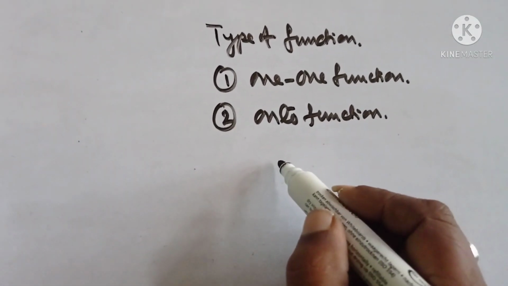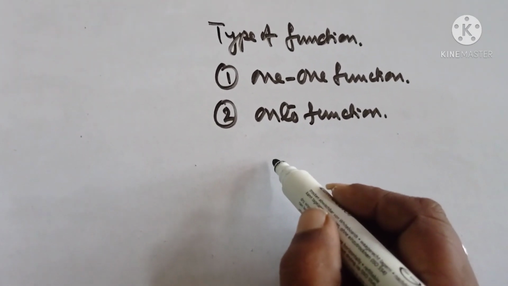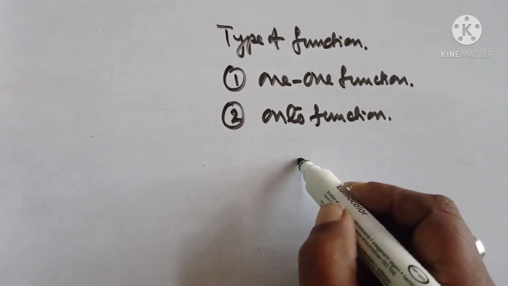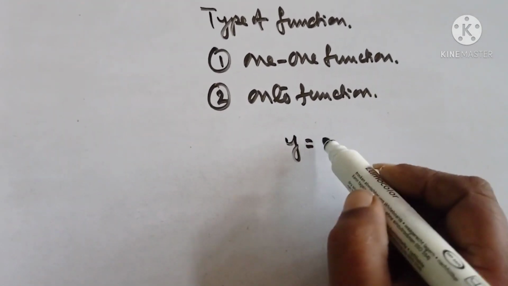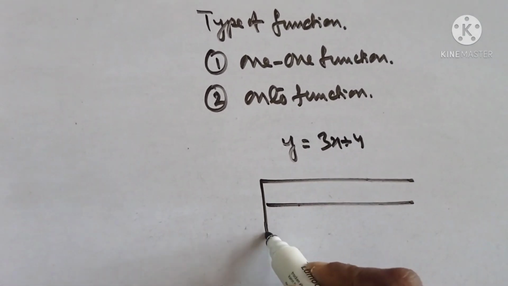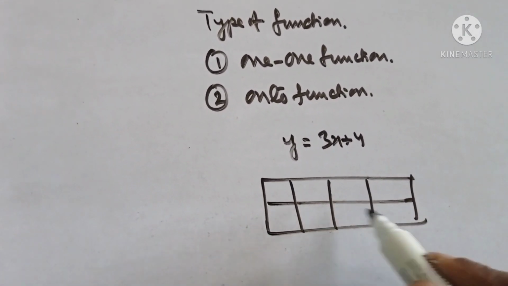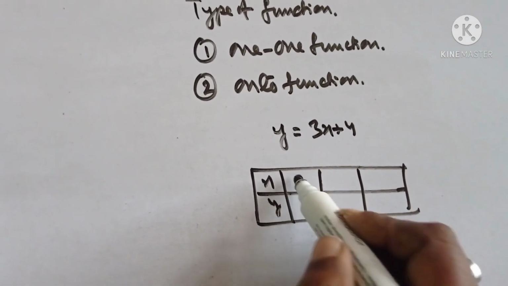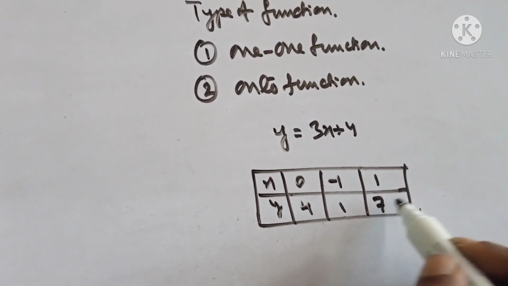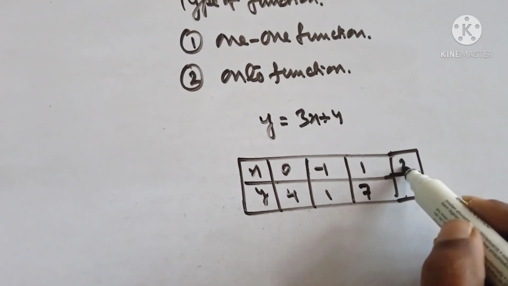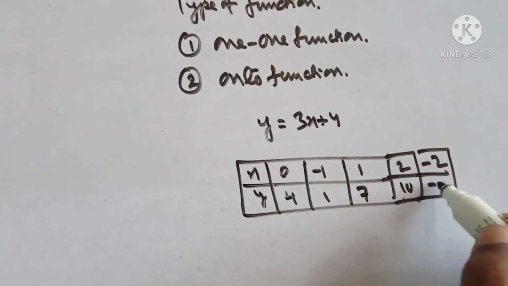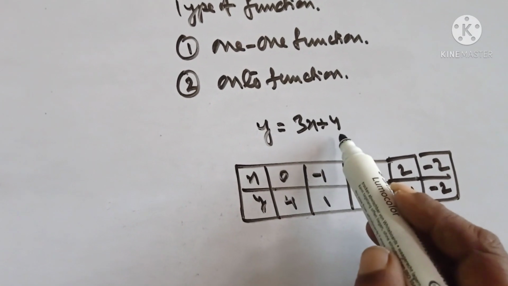You have drawn such types of graphs in your class 9 and 10. Let me take the graph y is equal to 3x plus 4. You have x and y. If x is equal to 0, we get 4. If I take minus 1, I get 1. If you take 1, I get 7. Similarly, if you take 2, that will be 10, and if you take minus 2, this will be minus 2.